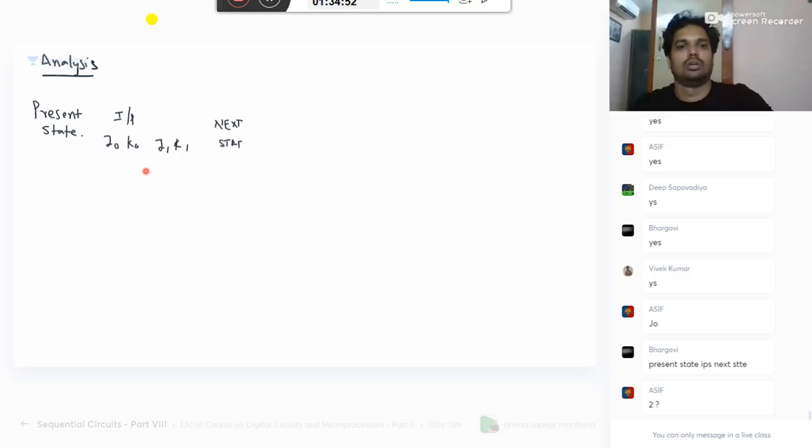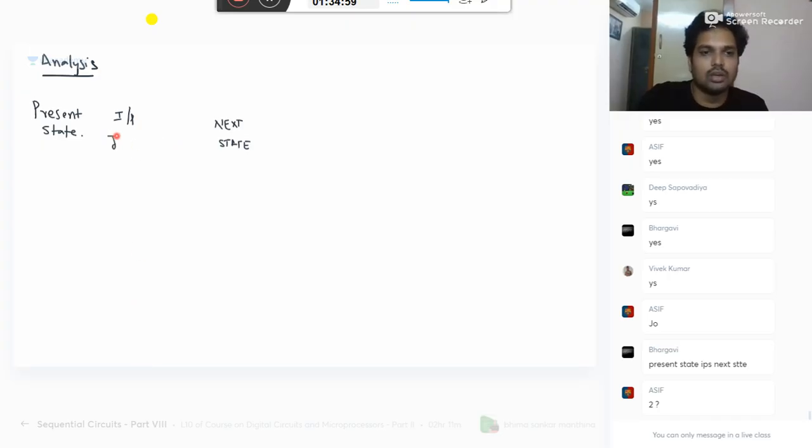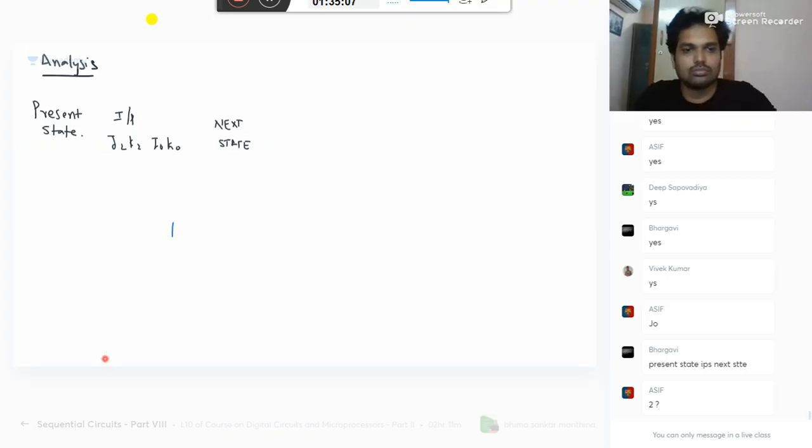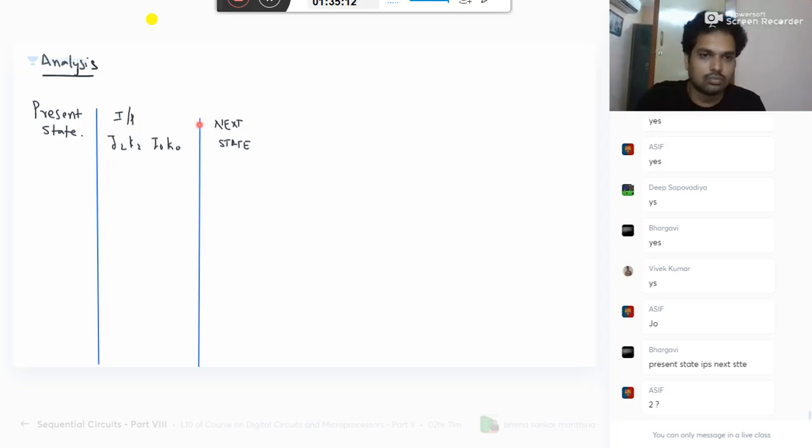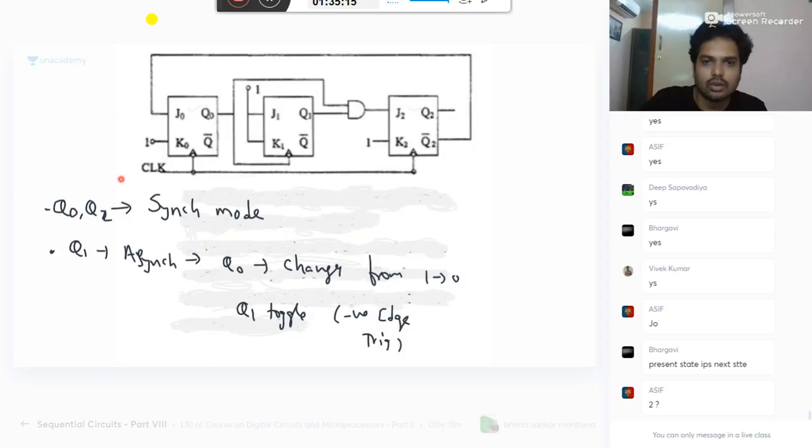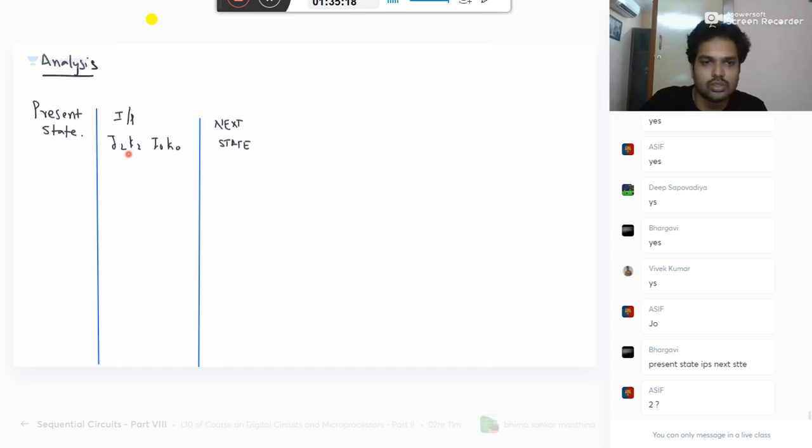J2, K2, J0, K0. Okay. What are your J2, K2? K2 is 1, J2 is Q1, Q0. This is Q1, Q0. Correct or not? What is J0? J0 is Q2 bar. J1 is 1.